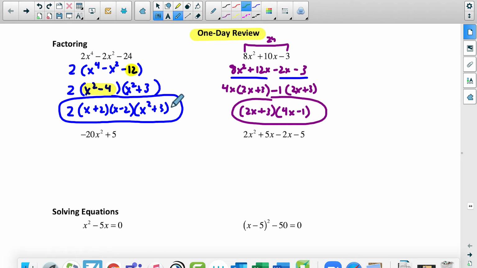Okay, next one, there is a greatest common factor. You might think it's 5, but again, if the first term's negative, take out a negative as well. So I'm going to take out -5.